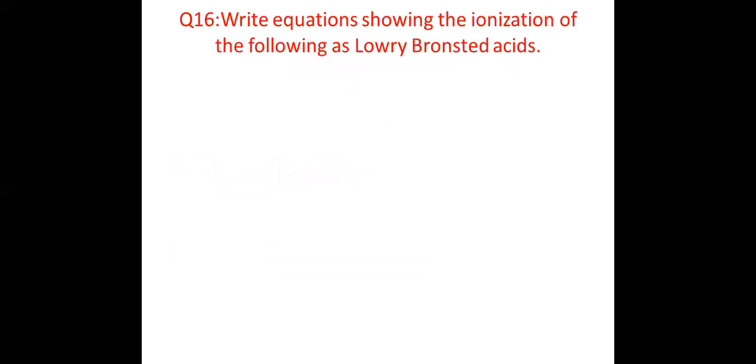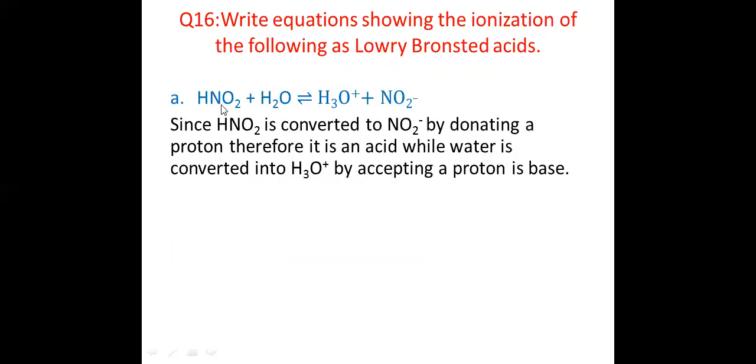Question number 16, write equations showing the ionization of the following as Lowry Bronsted acids. The first one is nitrous acid reacting with water. In this case, you can see the nitrous acid is donating a proton. So it is a Lowry Bronsted acid and water is accepting a proton and will form hydronium ion. So water is a Lowry Bronsted base.